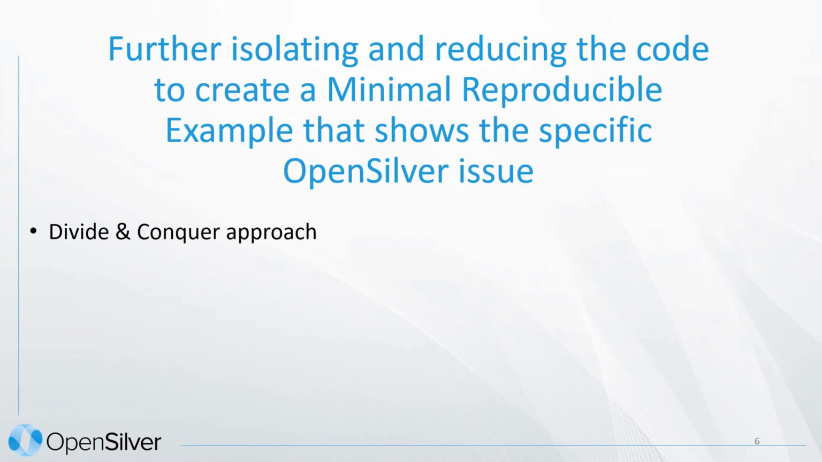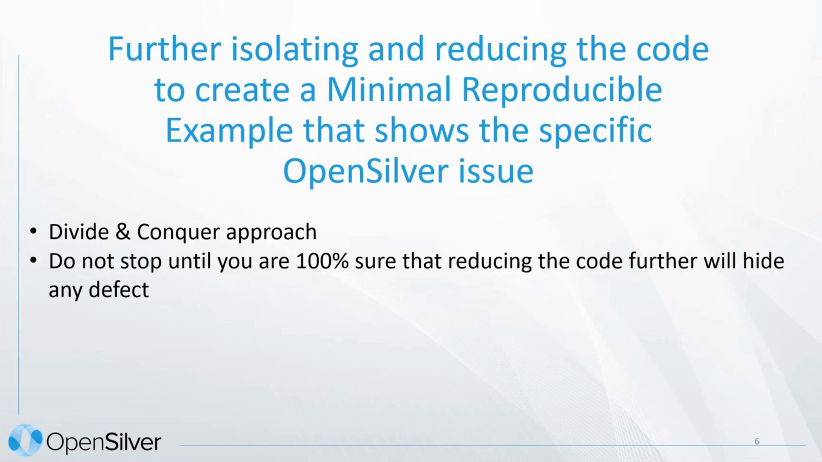So you could start also with a project from scratch and try and find some defects with just a few lines of code, or you could start with what we have already done and do some kind of divide and conquer approach, where basically you will be removing code, and as you remove code and you still find there are issues between the two versions, you keep removing code. At some point you remove too much that there are no more differences between Silverlight and OpenSilver, so you need to add back some code and maybe remove other code until you find out which is the line, if possible, or multiple lines, that highlight a defect in OpenSilver. So you should not stop until you are 100% sure that reducing the code further will hide any defect.